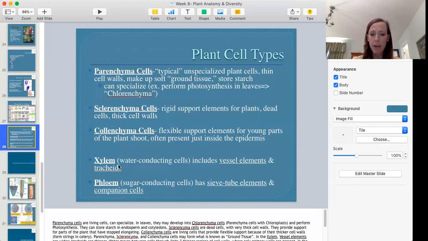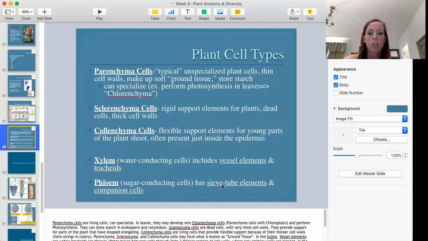And then lastly, I want to mention xylem and phloem again. I know I had said xylem are the water conducting cells. There are actually two different types of cells, vessel elements and tracheids, that make up the xylem. And for phloem, which is responsible for conducting sugar, there are sieve tube elements and companion cells.